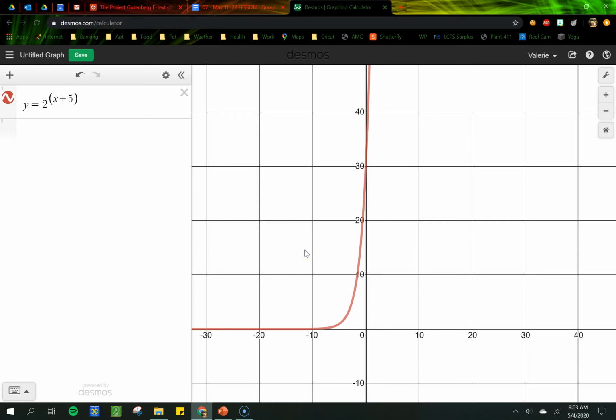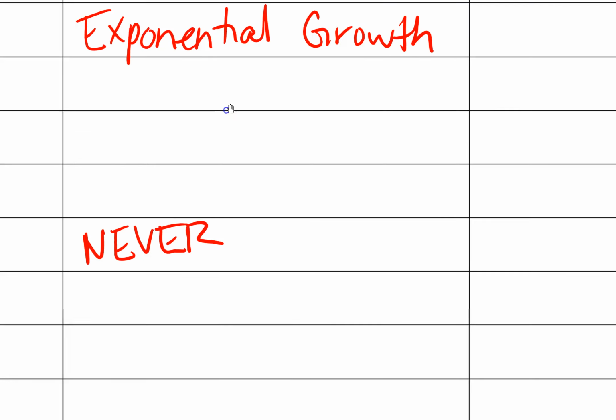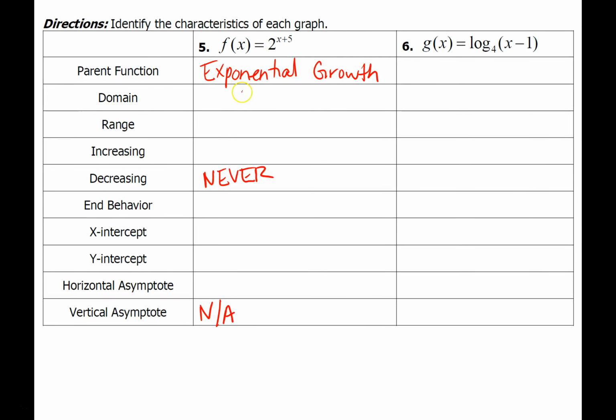If we think about our range, though, this one has a bottom. It doesn't ever touch or go below 0. So our bottom is going to be 0, and it's going to go up to positive infinity. So for my answers here, my domain is negative infinity to positive infinity. My range is 0 with a soft bracket because it doesn't touch the asymptote to positive infinity.